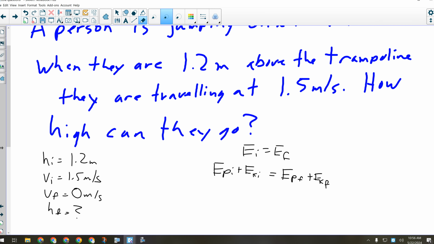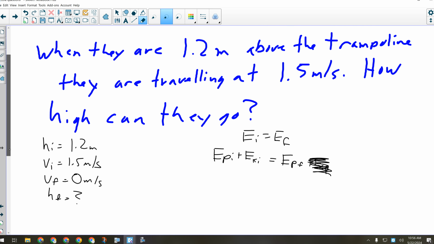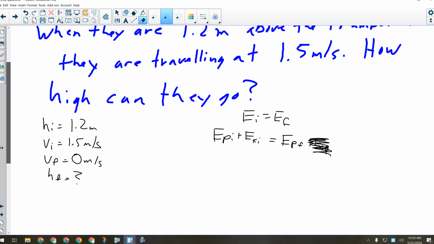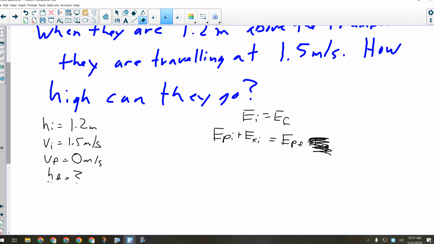Is one of these 0? Which one? Kinetic energy final. Right, kinetic energy final. Okay, we've already specified that at the highest point in the flight, the speed of the person will be 0 at that point. Now that's eliminated. What I'm looking for is HF, which is part of this term.